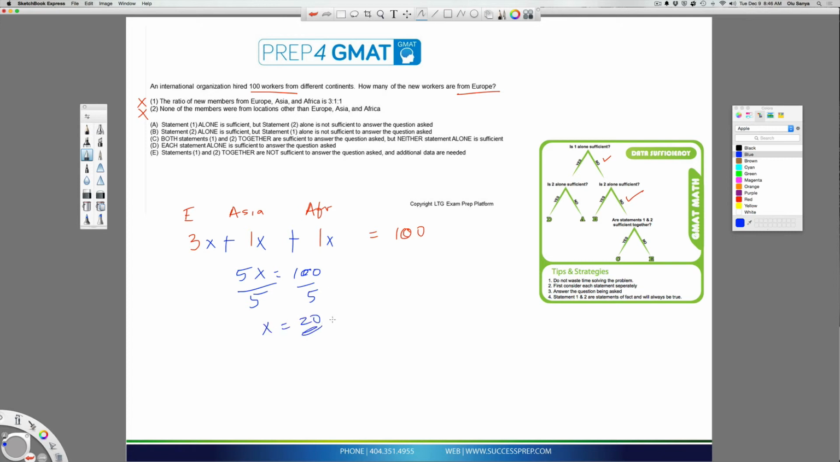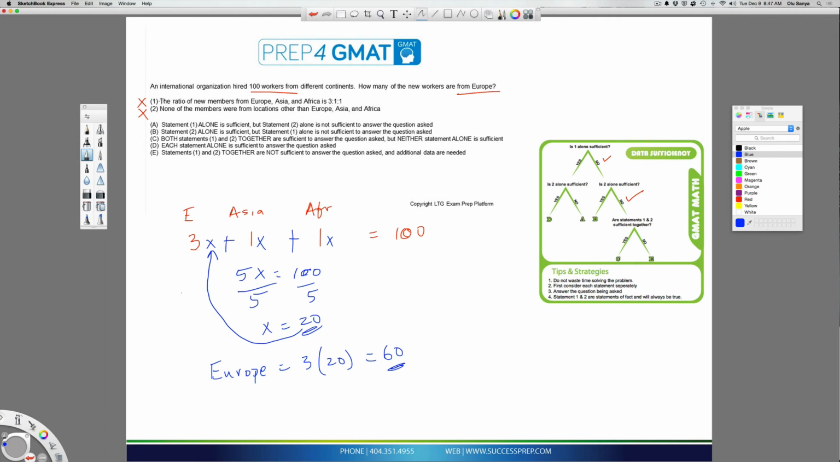This 20 is what we call the multiplier in math, and this multiplier is what you then take. You just take this 20 and plug it back in as x, so my Europe number will be 3 times 20, and that's going to be 60. So we know there are actually 60 employees from Europe. Now again, on the GMAT, you don't really have to do this part. I'm doing this more for the math benefit of understanding how to get through this.